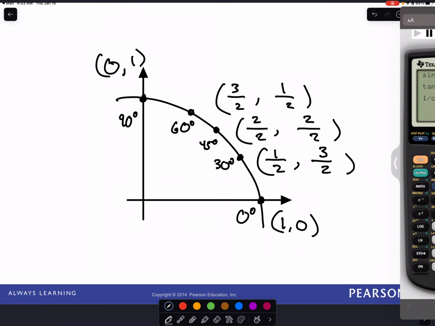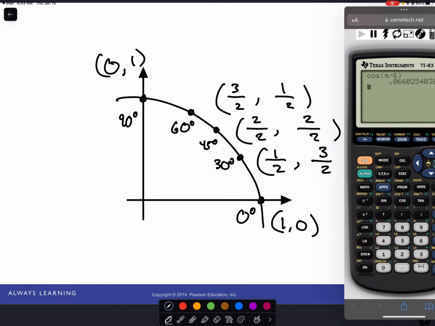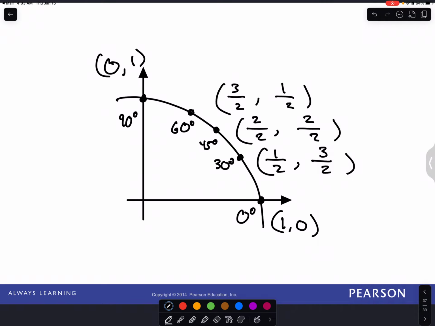Pi over 6. So we're saying that the cosine of pi over 6 is a half. Let's see. So the cosine of pi over 6, we should get a, maybe I got it backwards. Okay, I think I might have it backwards. Let's revamp this right here. All right, instead let's do 3, 2, 1, 3, 2, 1. And we take the square root of all the numerators.